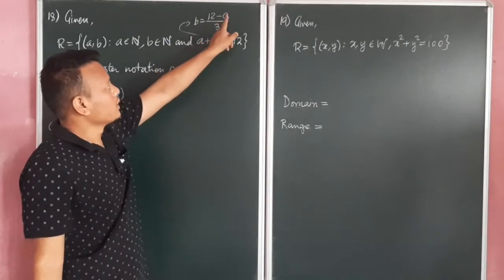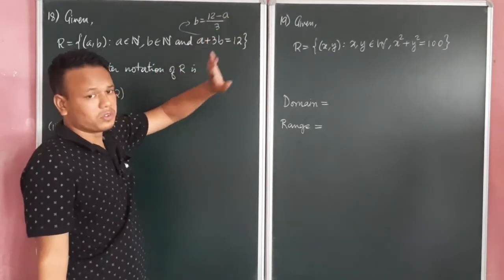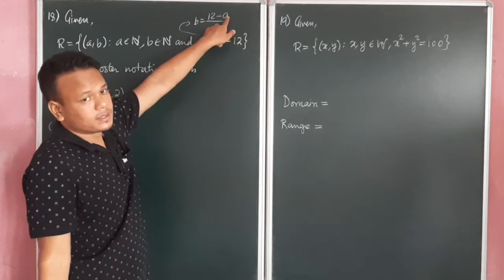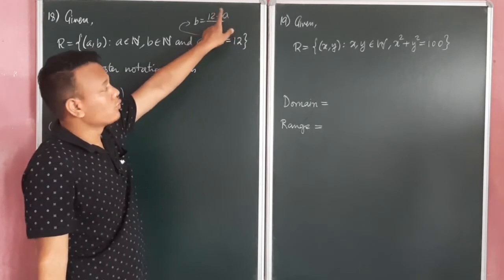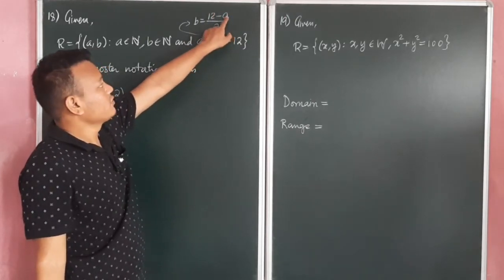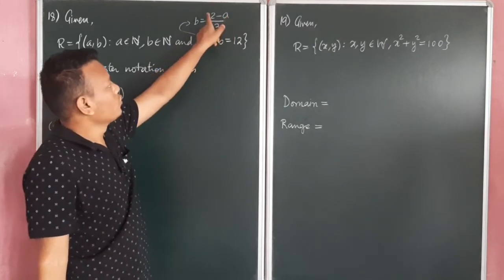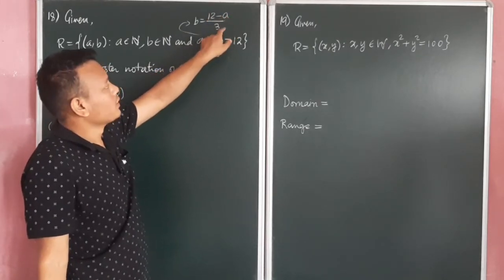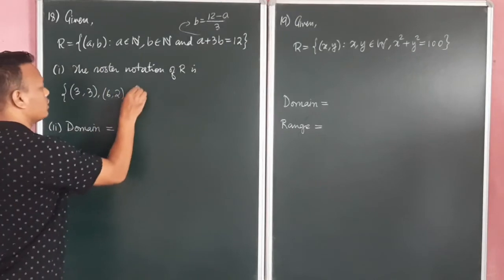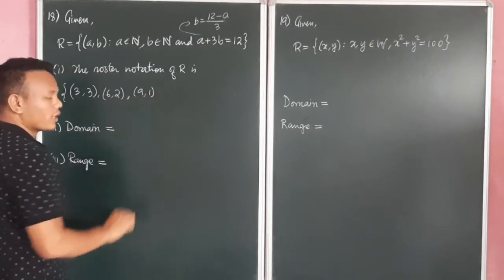Alright, now next value for A will be 7. So again 12 minus 7 is 5, 5 by 3 is not possible. So next is 8, so 12 minus 8 is 4, 4 by 3 is also not possible. Next value for A is 9. So 12 minus 9 is 3, so 3 by 3 is 1. So another element will be (9, 1).